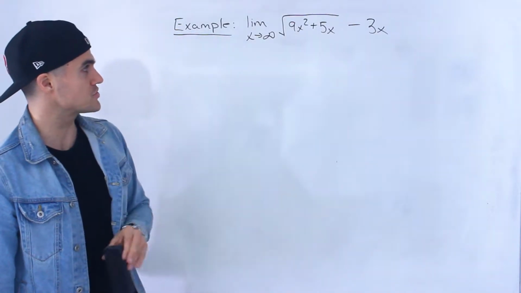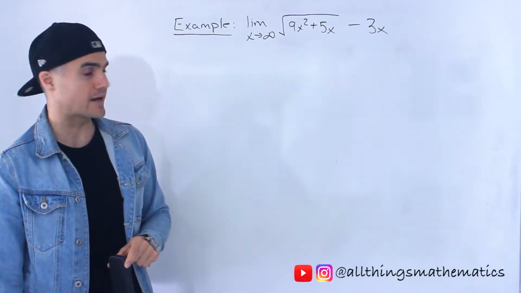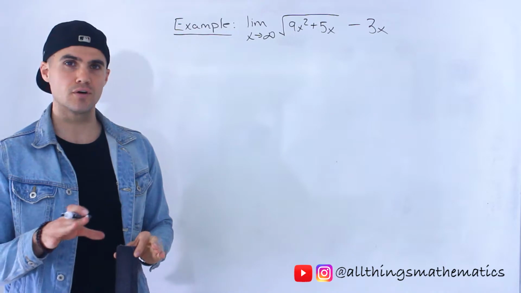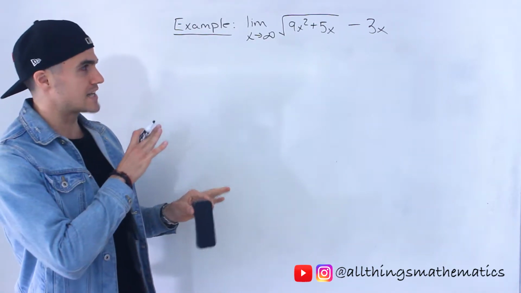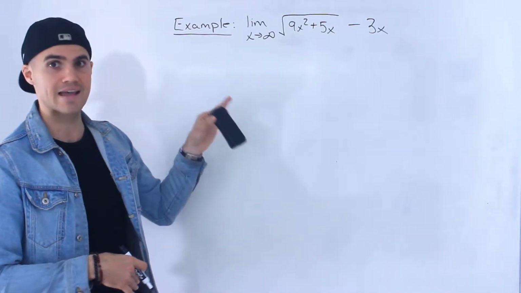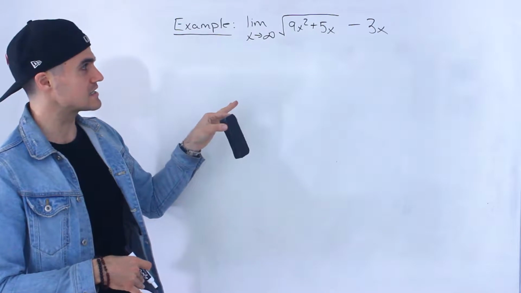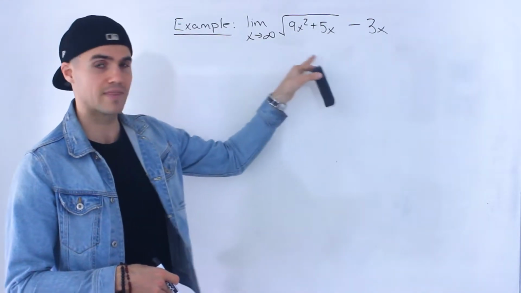We got the limit as x approaches infinity of the square root of 9x squared plus 5x minus 3x. If you notice, this is a type of limit that we've already covered before in previous sections. We covered it in the limits at infinity section. But in that section, we didn't really discuss the type of form that it's in.